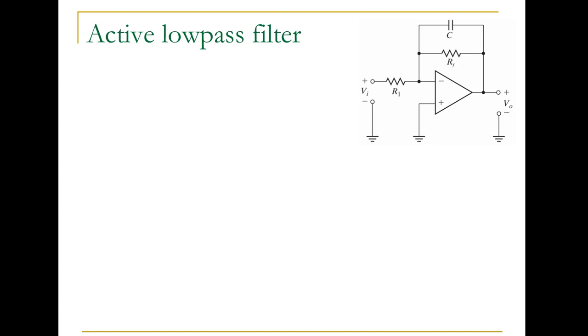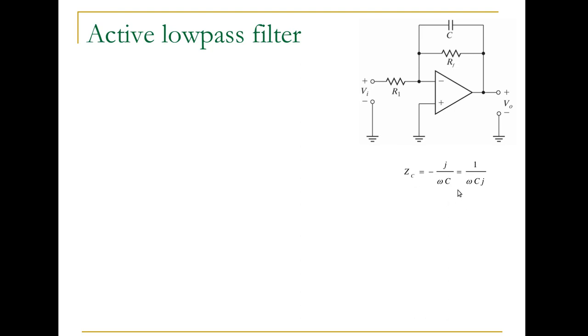Filters can be made with active components or passive components. Active filters can have amplification, whereas passive filters are always going to reduce the voltage of the signal. This is a figure showing an active low-pass filter built with an op-amp. We see that instead of a feedback resistor, we have a feedback resistor and capacitor in parallel.